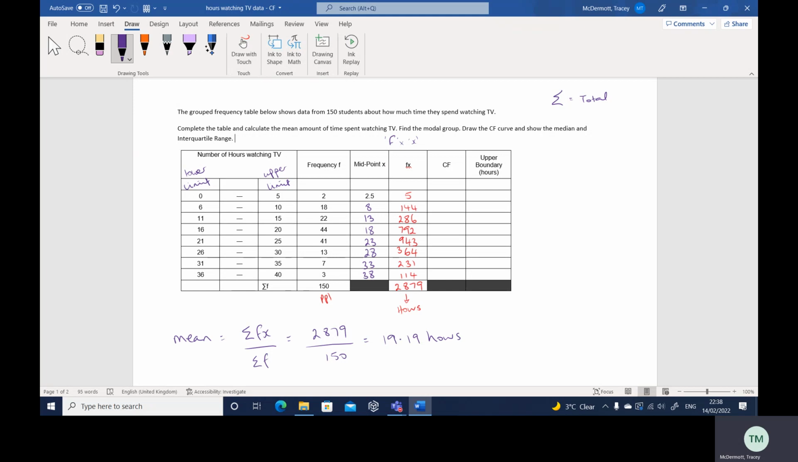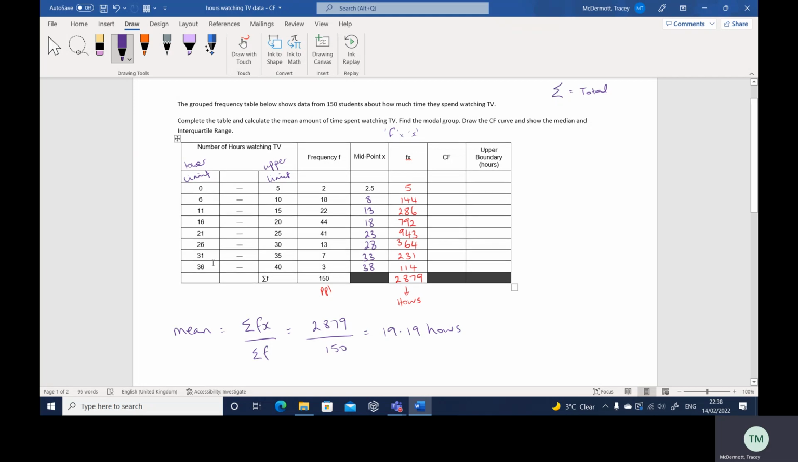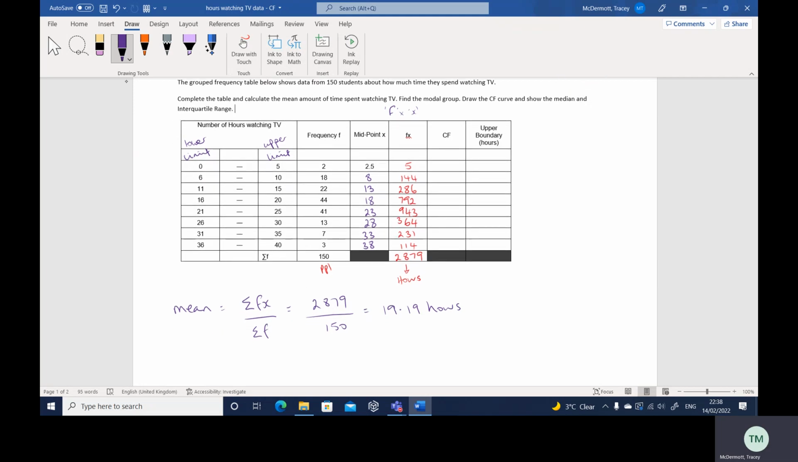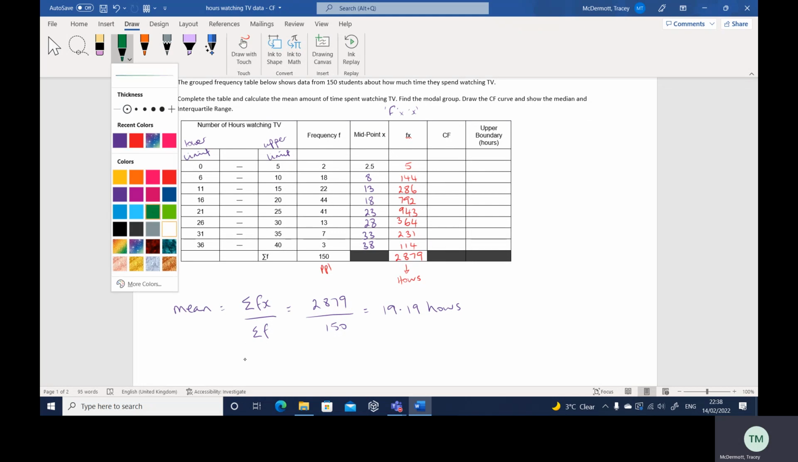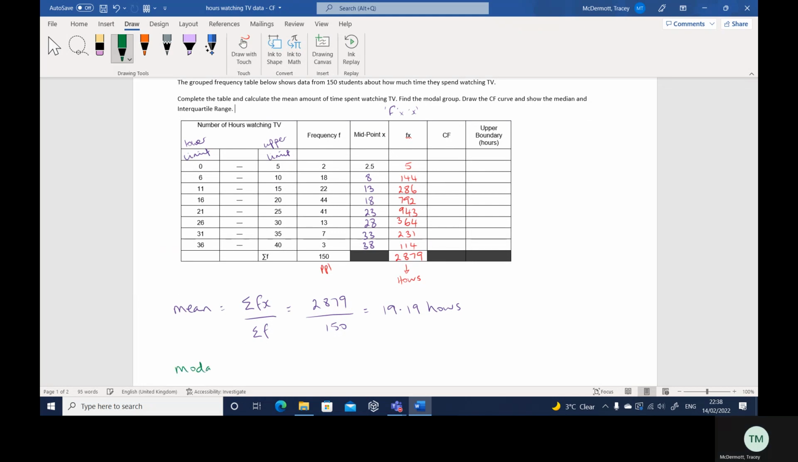Okay. What we can also calculate here now from the table is our modal group. And to find the modal group, we're just looking for the highest frequency value. So if we look for the highest frequency on the frequency column, our highest frequency there is 44. 44 people spent between 16 and 20 hours watching TV. So the most people, the highest frequency, was in that category, 16 to 20 hours.